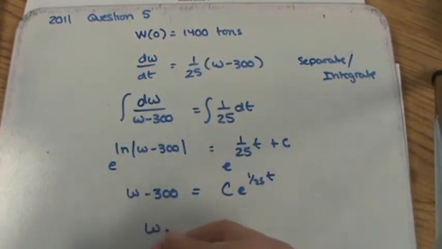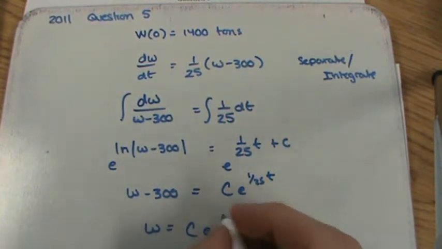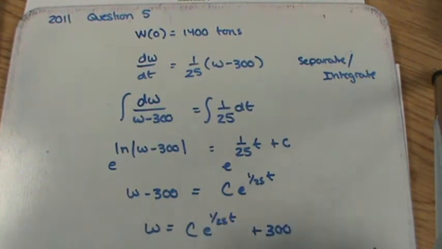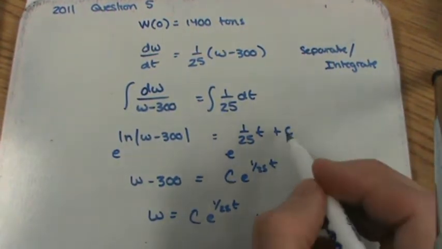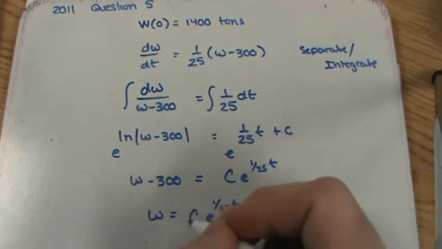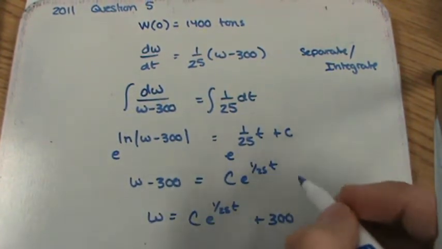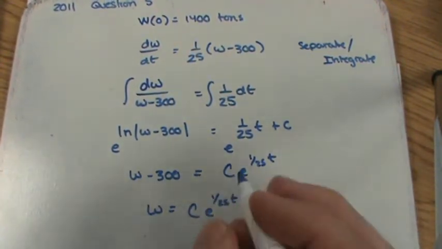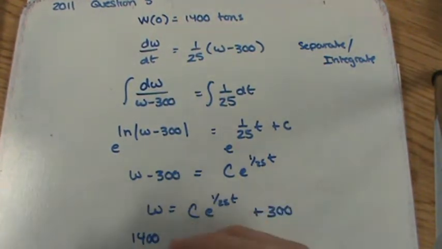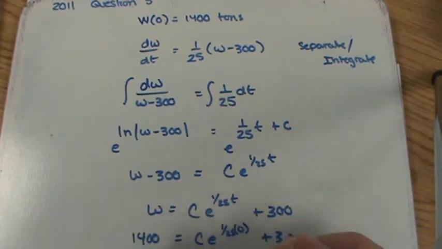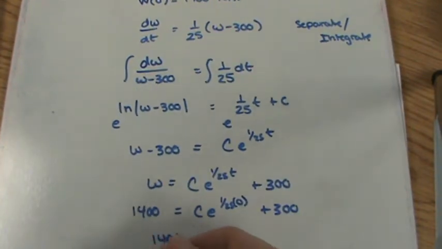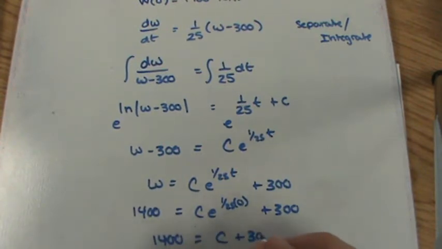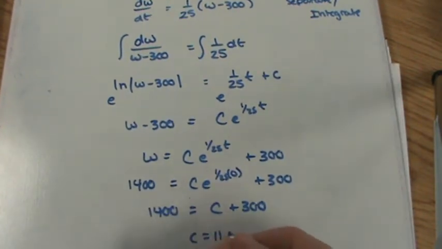And then I like to solve for W first before I do anything else. So I get plus 300 here. Plus C, that's a point. Solve for W, that's usually a point. And the last thing is we have to actually find out what C is to finish it off. And that's where we use our initial condition. When you use that initial condition, that's also a point. So I'm going to take 1400, put it in, and put 0 in for t. And we end up with 1400 equals C plus 300. So C must be 1100.